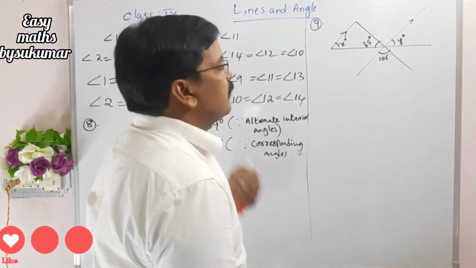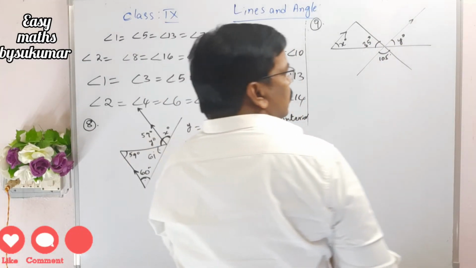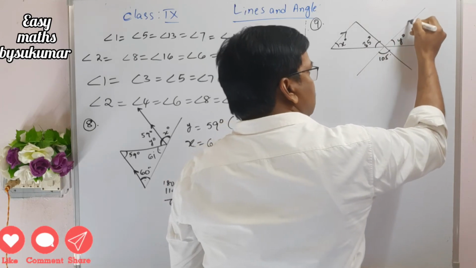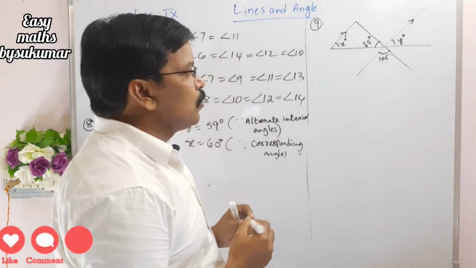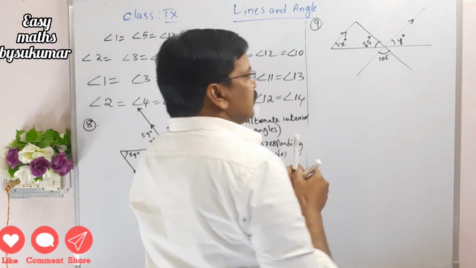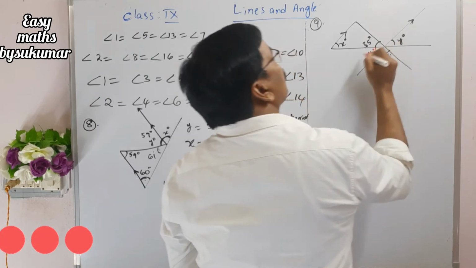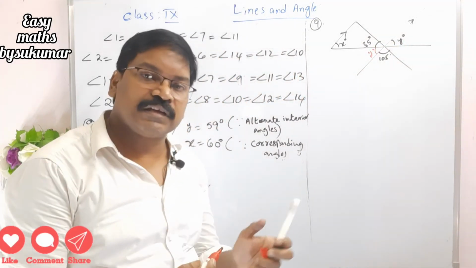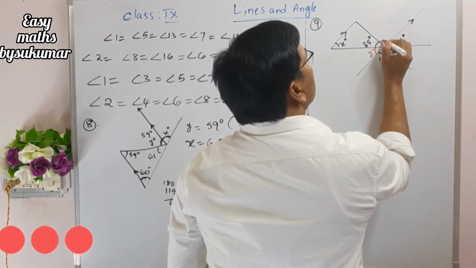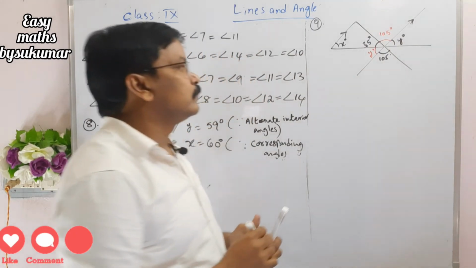Okay. Look here, my dear students. See, these two lines are parallel. These arrowheads are there, no? They are parallel. Okay. Now here, look here, please. This is y degrees and it is also y degrees. Why are they y? Vertically opposite angles. It is 105 degrees. This angle is also 105 degrees, right?